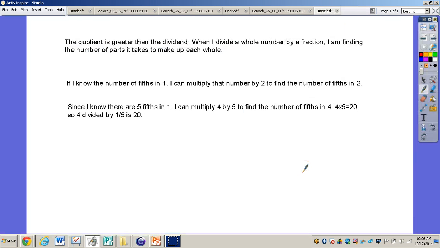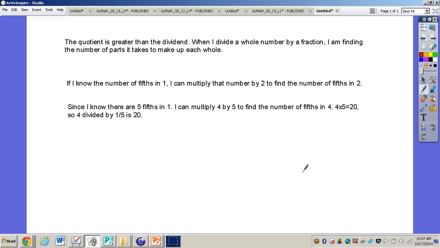Okay, we're going to take a look at those questions on page 340, the draw conclusions. I want you to look at the question, and we'll take a look at the answers that I have here. It says, when you divide a whole number by a fraction, how does the quotient compare to the dividend? Now, the quotient is greater, and I want you to copy this down. The quotient is greater than the dividend.